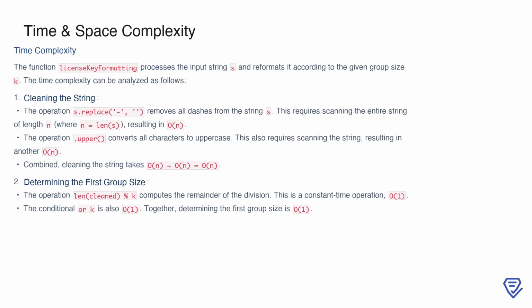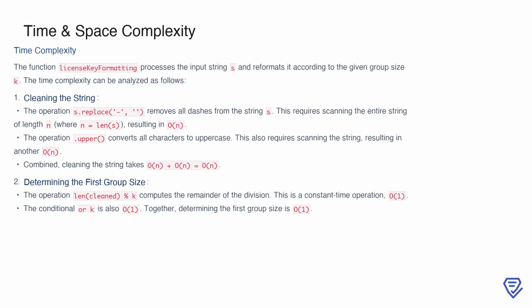To analyze the time complexity of the license key formatting function, we begin by looking at the string cleaning process. First, the function removes all dashes using the s.replace dash operation. This requires scanning through the entire input string, which has a length of n, so this step takes n time.